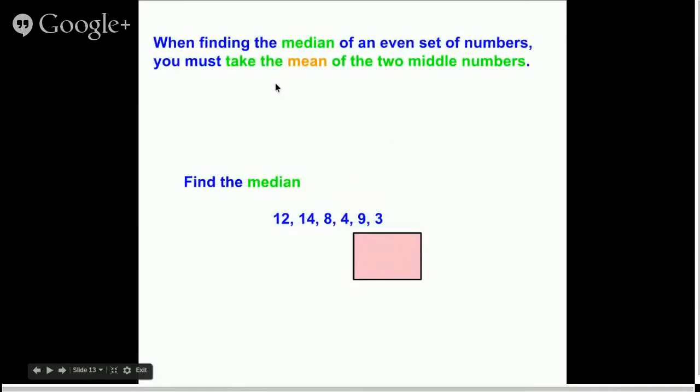Sorry. All right. Now, if it's an even set of numbers, you have to find the mean of the two middle numbers. So you'd line these up 3, 4, 8, 9, 12, 14. 3 goes away, 14 goes away, 4 goes away, 12 goes away. Now we have 2 in the middle, 8 and 9. You need to find the mean of those numbers. So 8 plus 9 is 17. Divide that by 2, and you get 8.5. So behind that pink box is an 8.5.